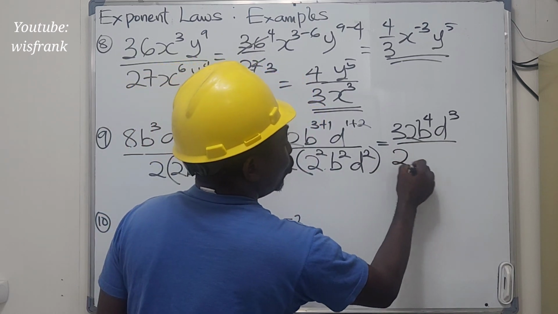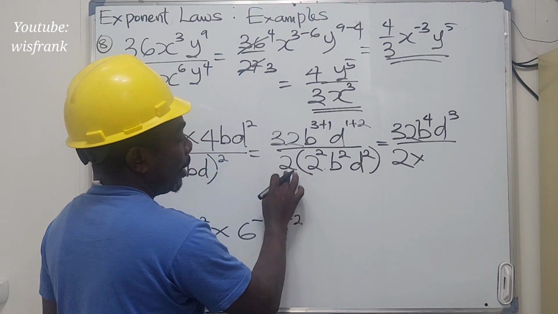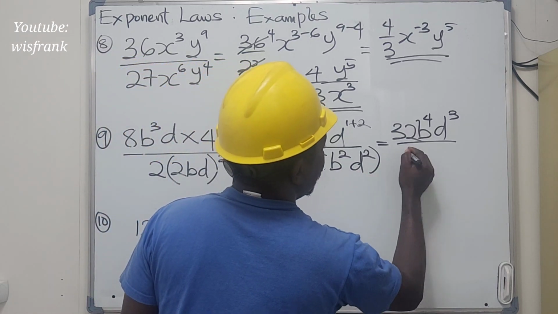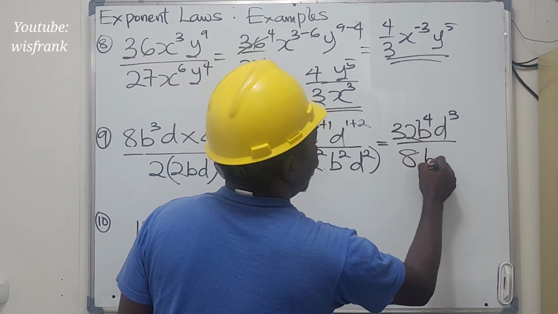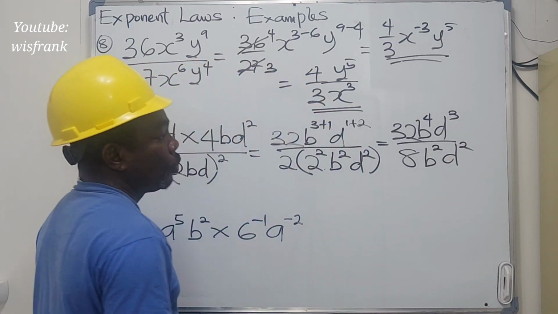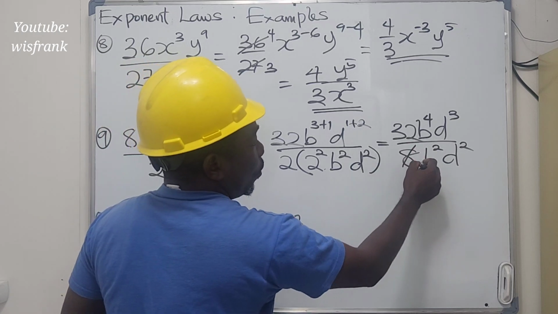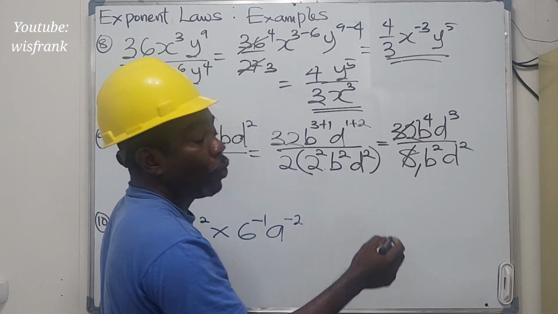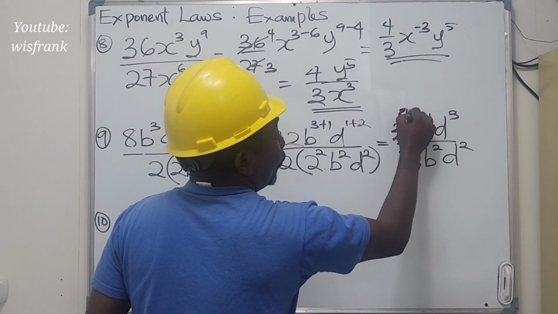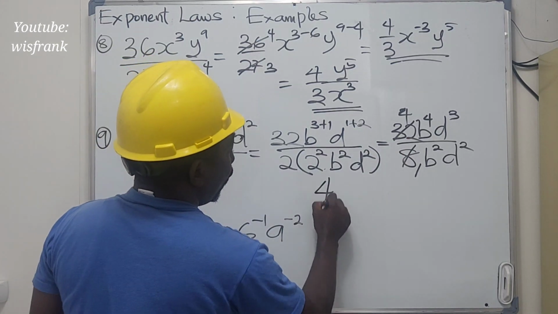This is something as 2 times 2 to the power of 2 is 4. 4 times 2 will give us 8. So this will become 8. We have b to the power of 2, then d to the power of 2. So in this case, for us to clear this, 8 can go here 1, and 8 can go here. We have 4. So here, this can be written as 4.